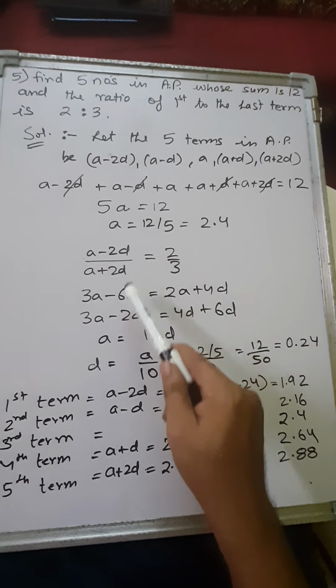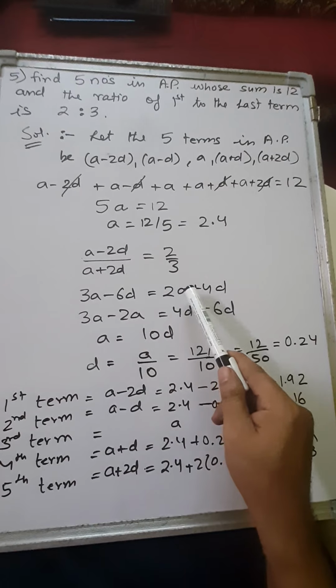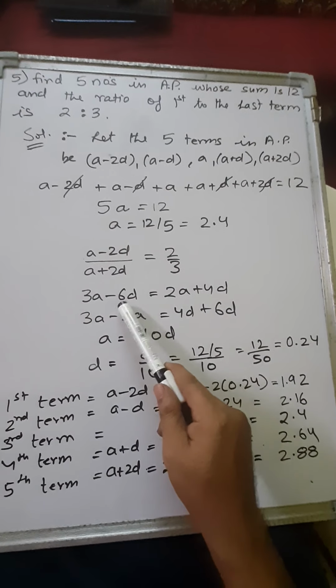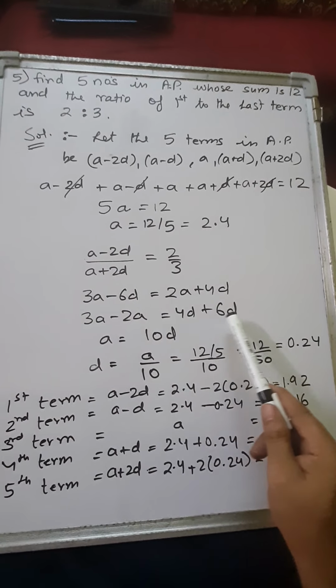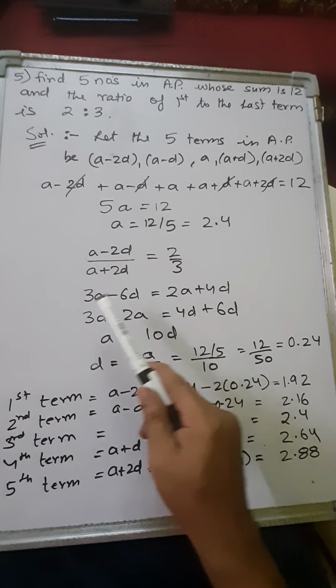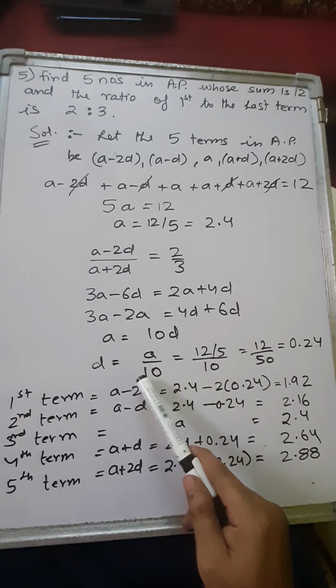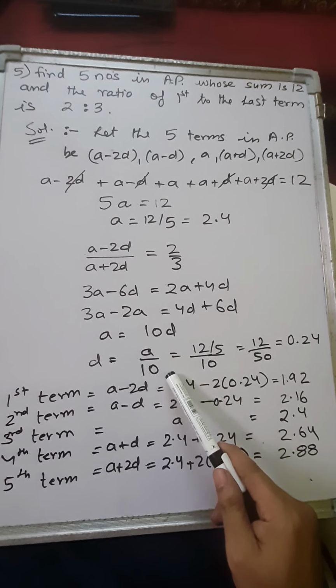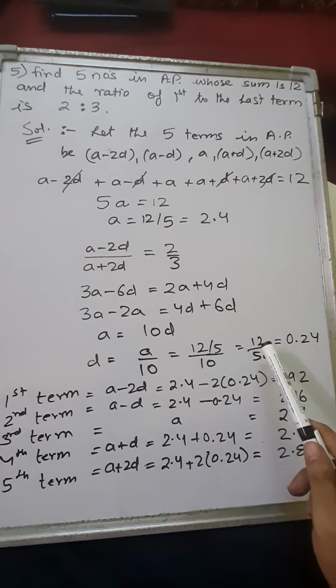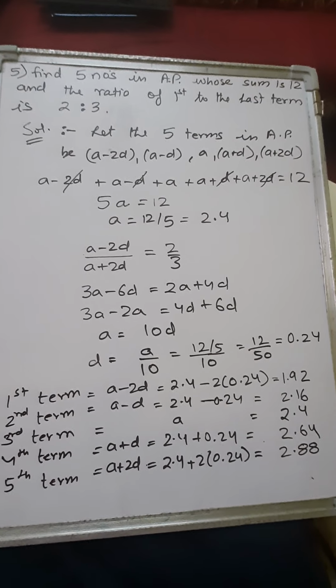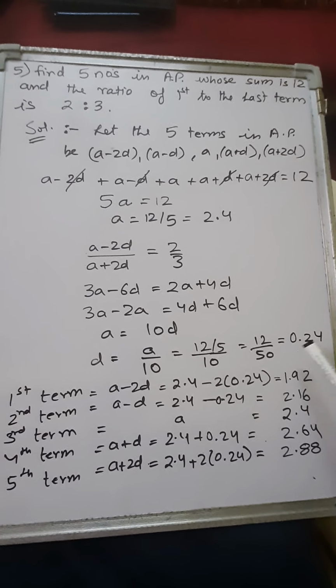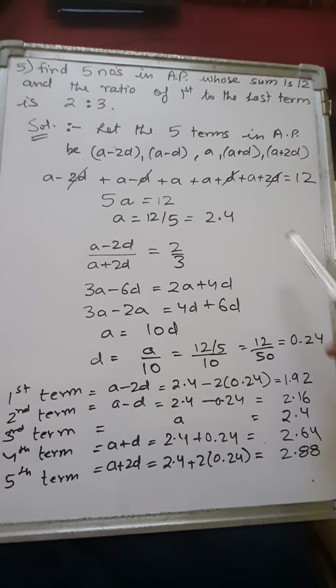Cross multiplying, we get 3A minus 6D equals 2A plus 4D. Transfer 6D to this side, it becomes 4D plus 6D. Transfer 2A to this side, it becomes 3A minus 2A. So A equals 10D, so D equals A upon 10, which is 2.4 upon 10, which is 0.24. Right, children? So now we have the value of D, we have the value of A.